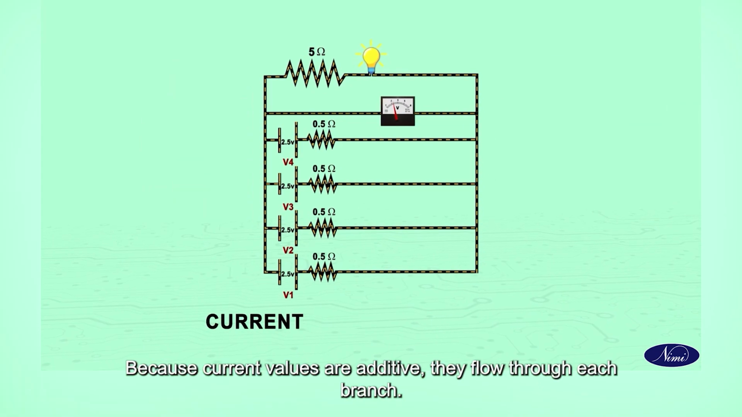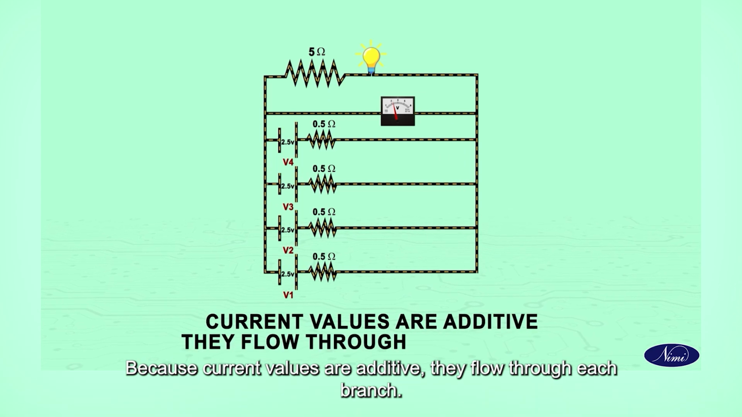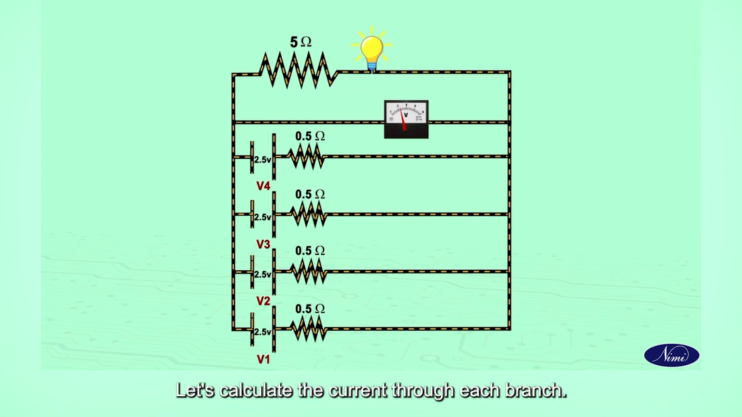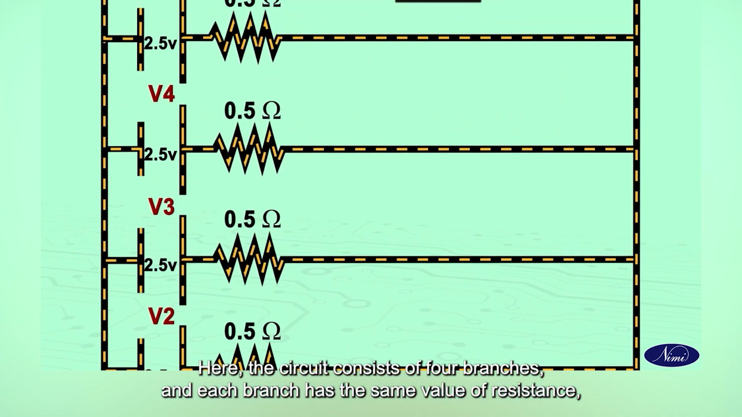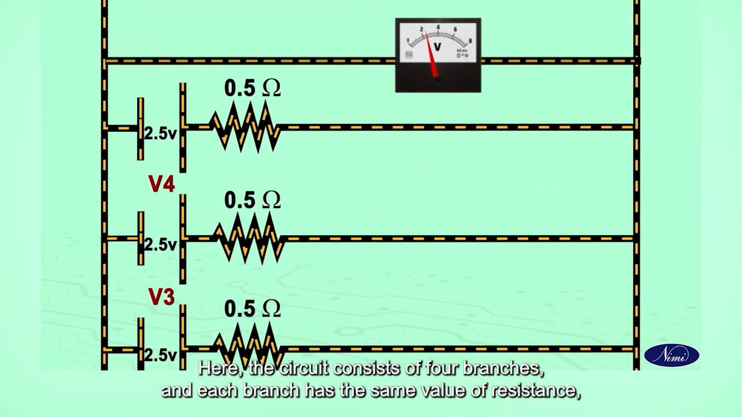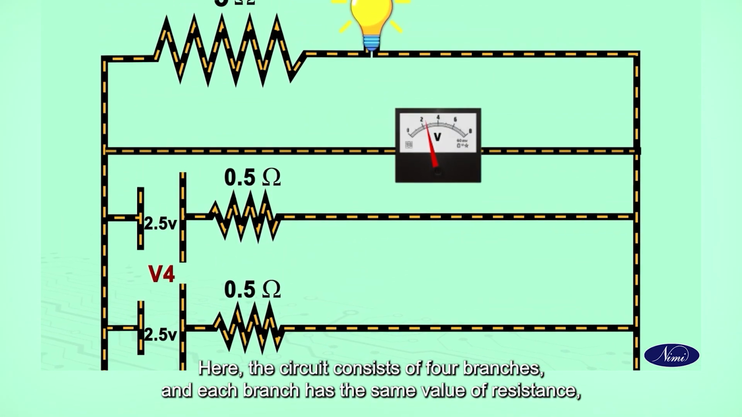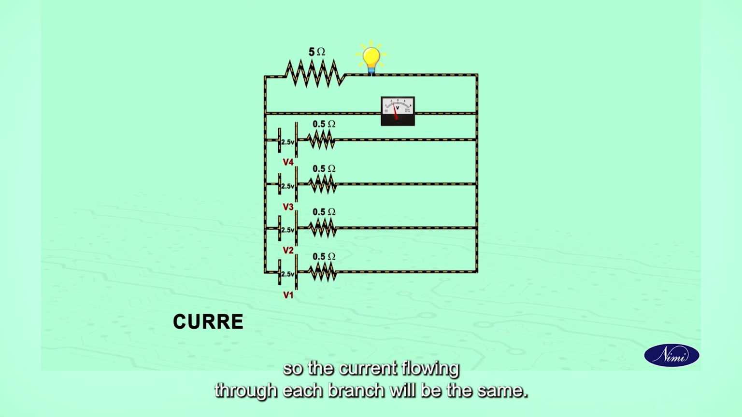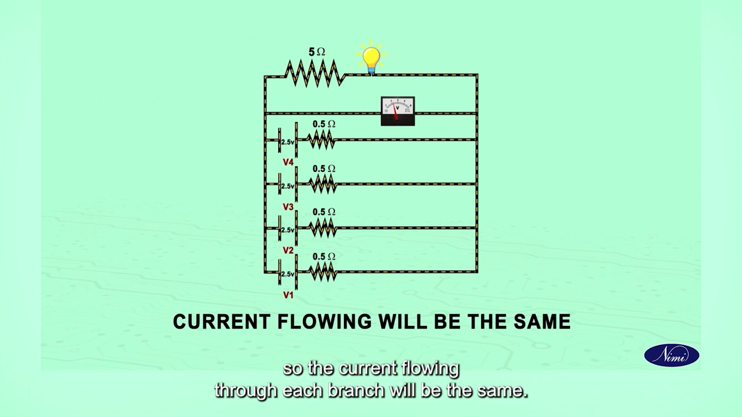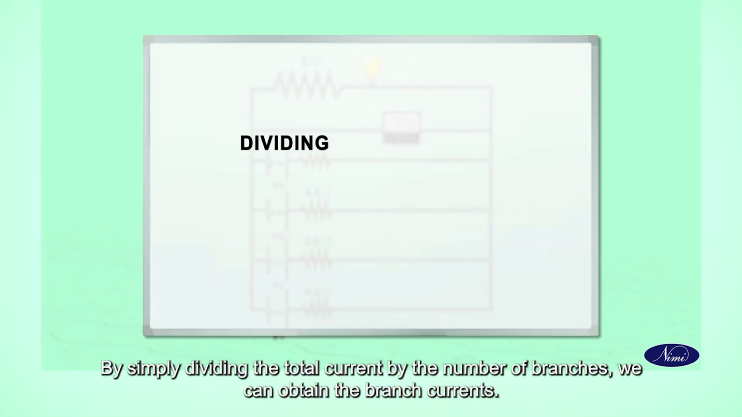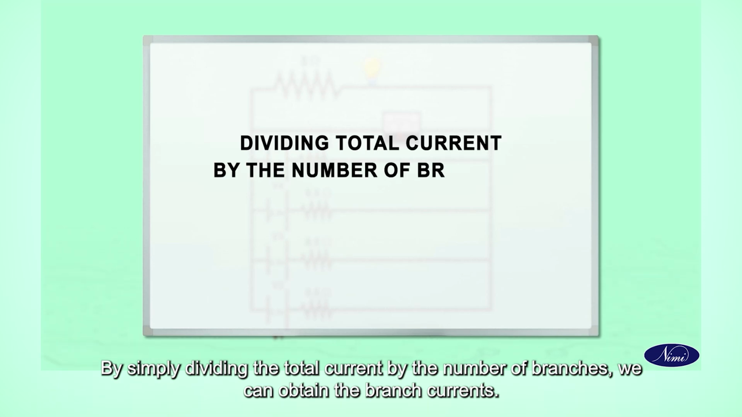Because current values are additive, they flow through each branch. Let's calculate the current through each branch. Here, the circuit consists of 4 branches and each branch has the same value of resistance, so the current flowing through each branch will be the same. By simply dividing the total current by the number of branches, we can obtain the branch currents.